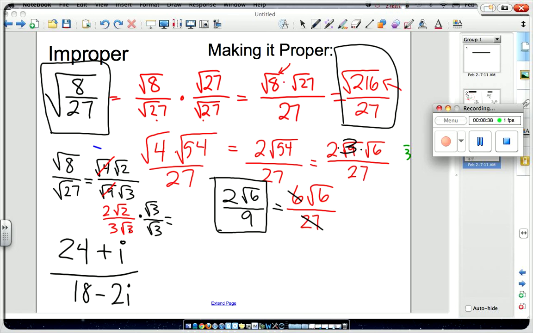So I'm going to have 2 square root of 6, so I'm going to combine these two factors, over 3 from the original 3, and then this square root of 3 creates another 3. 3 times 3. Once again, my answer is 2 square roots of 6 over 9. Same solution, notice it's a lot less steps.